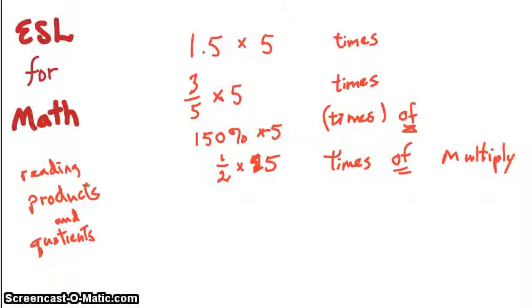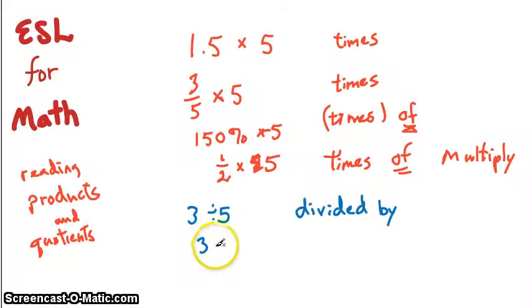Okay. Now let's look at division for a minute. So the most common way that I would read this, I could say the quotient of 3 and 5, but that's not normally what we say. Normally we just say divided by. 3 divided by 5. Okay.